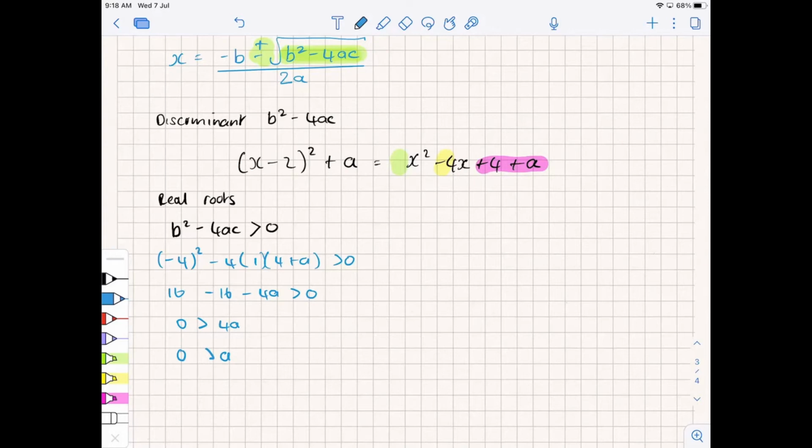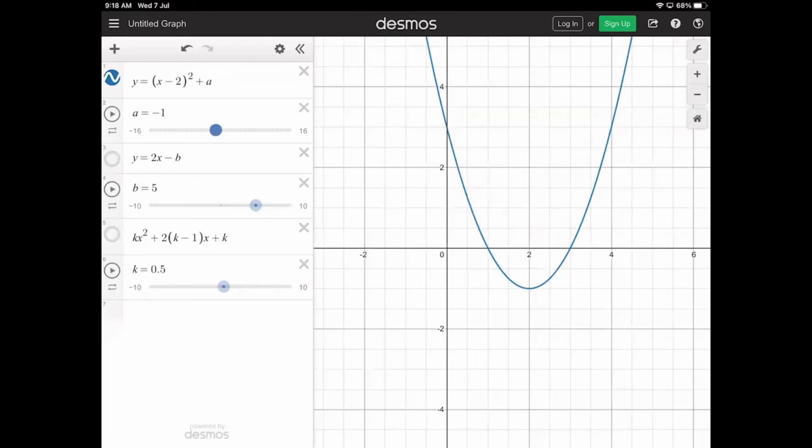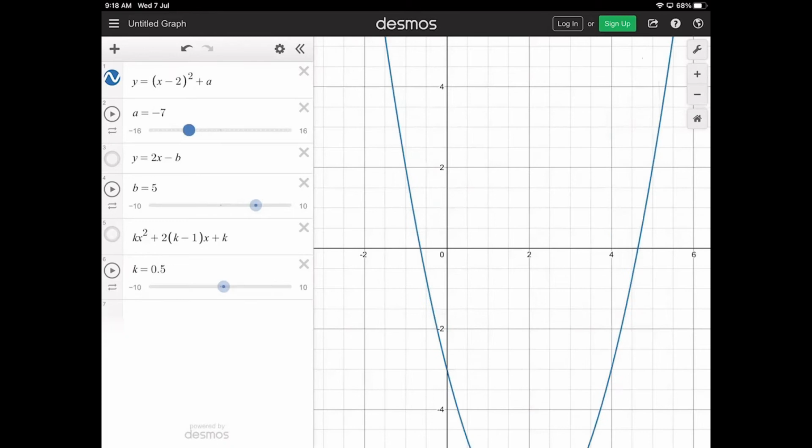So you can clearly see that for values less than 0, and if we go back to our graph, for any value less than 0, you can see that we get two very distinct solutions at any point underneath 0.